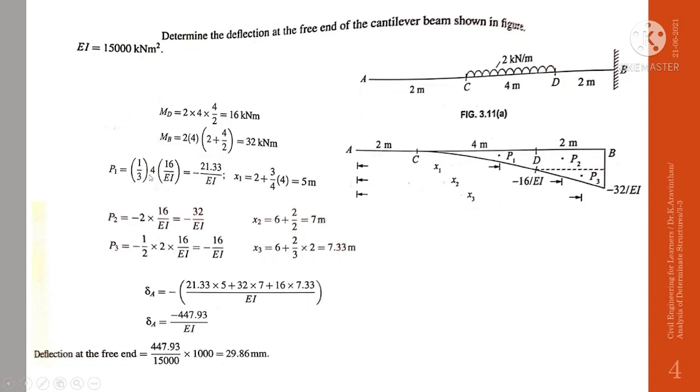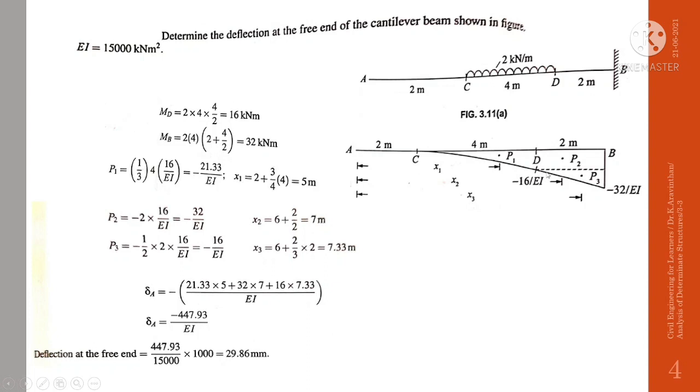So 1/3 of base is 4, height is 16. You will be getting the area as P1, and the x1 for this area will be 3/4 of the base. So 3/4 into 4 plus the 2 meter. So you will be getting x1 as 5 meter.